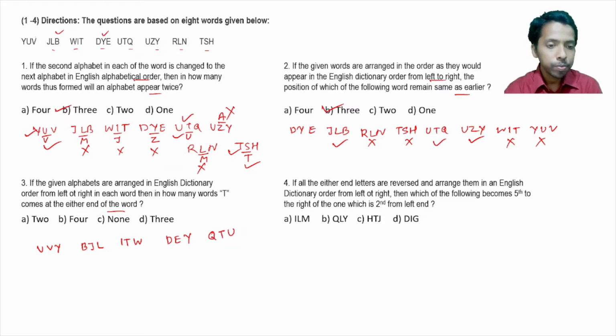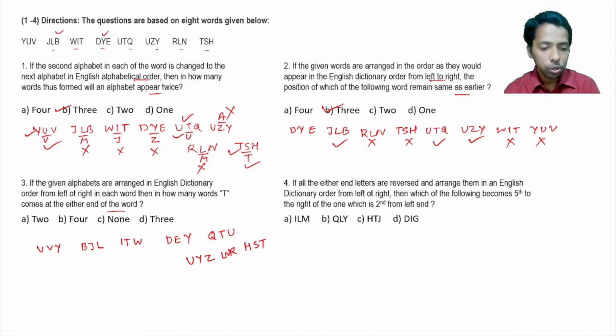Next TU. Next UYZ. Next, okay, this is NLR, and next is HST. Right? Okay. So we are done with this. Alphabets are arranged in English dictionary order from left to right in each of these words. Right? In how many words does T come at either end of the word?